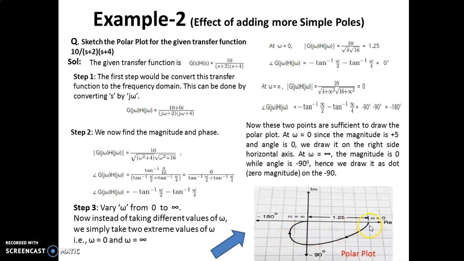So it starts at the real axis at omega equal to 0 and ends at omega equal to infinity with an angle of minus 180 degrees. That is the final polar plot for the given transfer function.